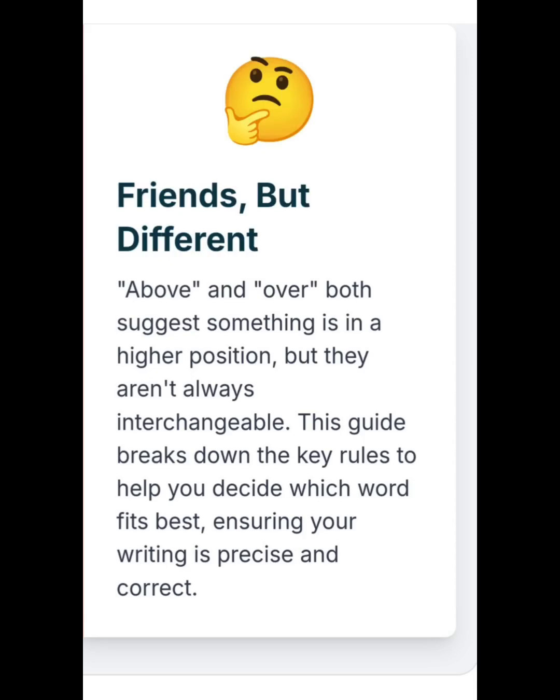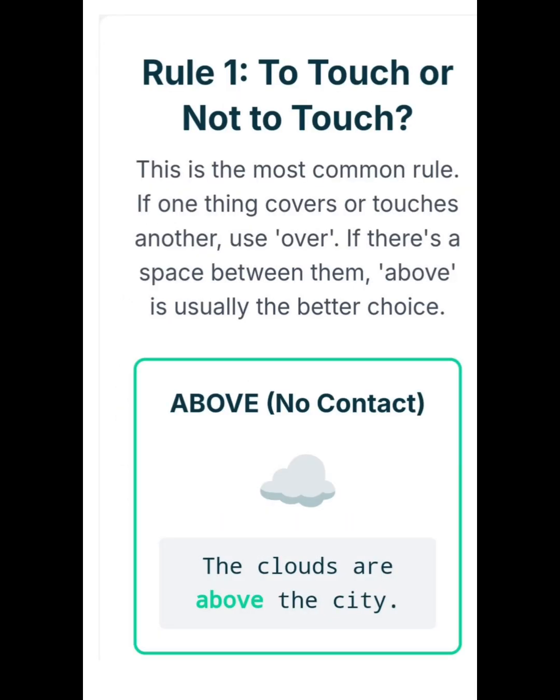Friends, but different. Above and over both suggest something is in a higher position, but they aren't always interchangeable. This guide breaks down the key rules to help you decide which word fits best, ensuring your writing is precise and correct. Rule 1. To touch or not to touch.